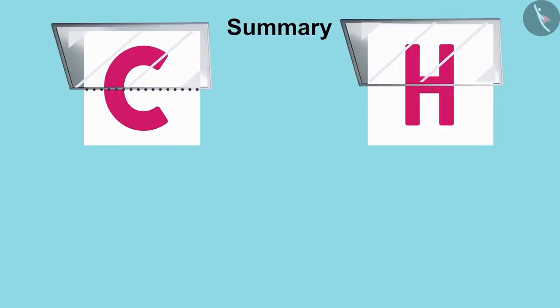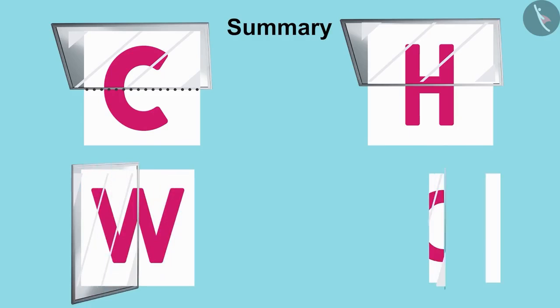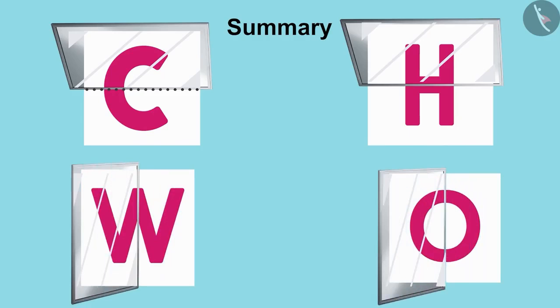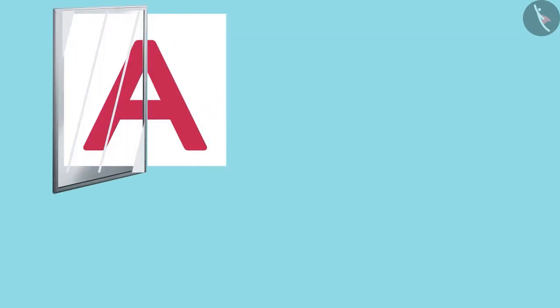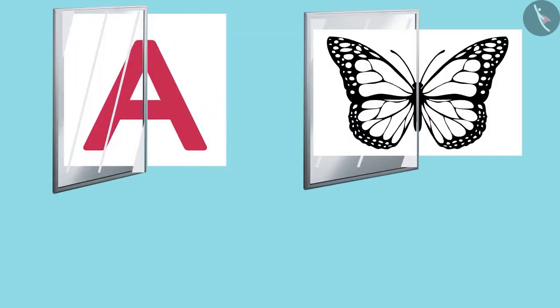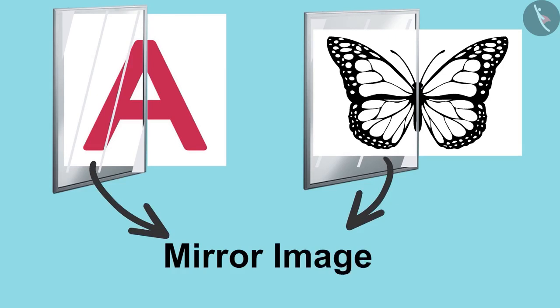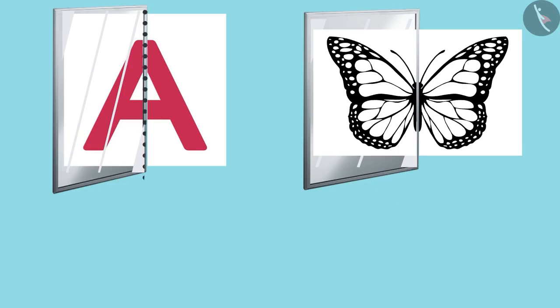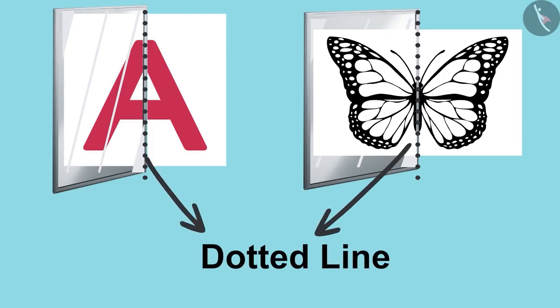Dear children, you must have had a lot of fun with the mirror game and must have learned a lot too. Do you know that this game can be played with any picture, not just the letters? The image formed on the mirror is called the mirror image. And a line that divides a picture into two equal parts is called a dotted line.